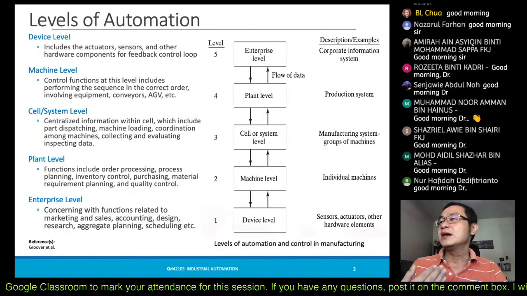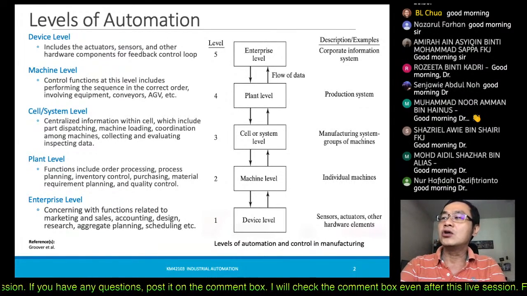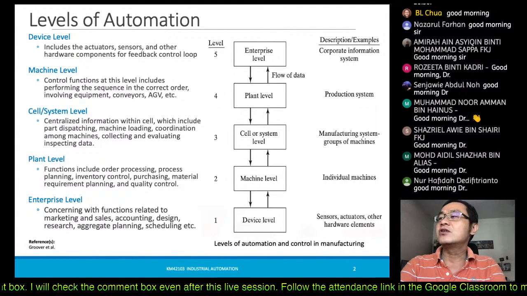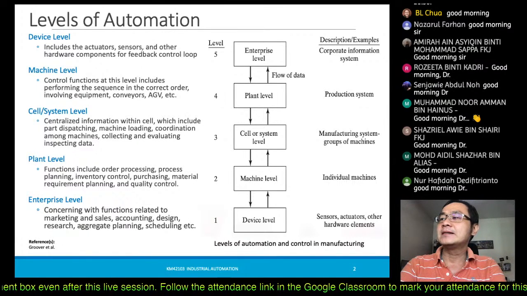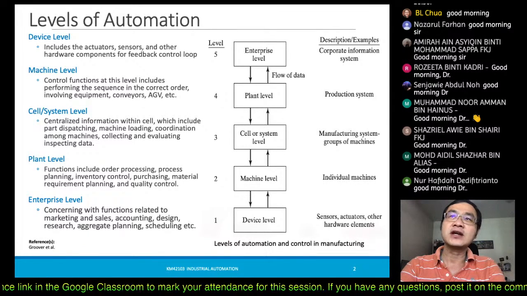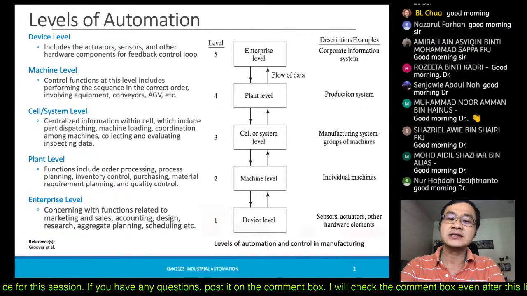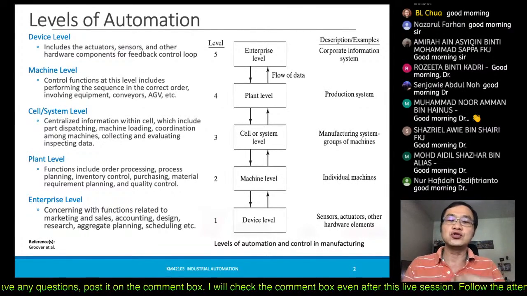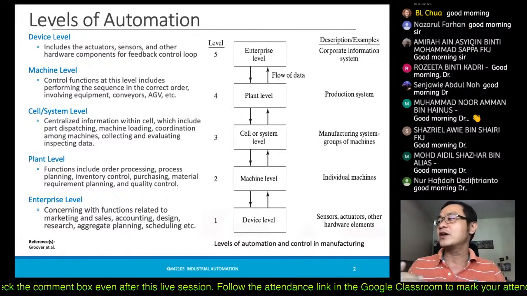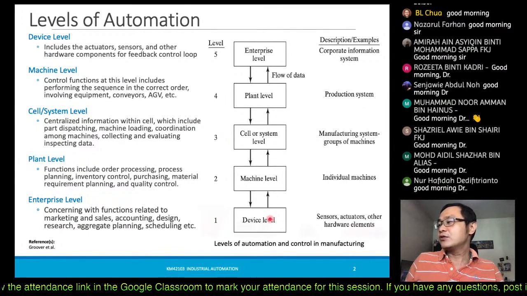Okay, then slowly when it goes to the higher level, the information flows to what we call a cell, or maybe a system where it may combine several machines or stations. Okay, they will start to coordinate among themselves, whether the object has been sent out to the next station, whether the next station has received it or not. Okay, so in order to process at a high level, all this data will always go back and forth, as you can see in the flow, that the data will flow from the lowest.